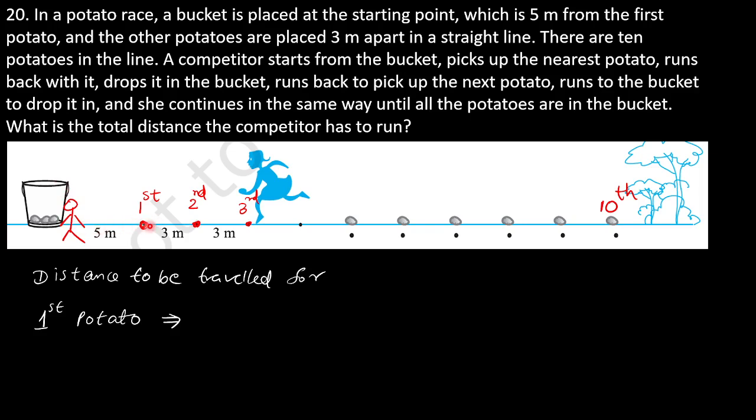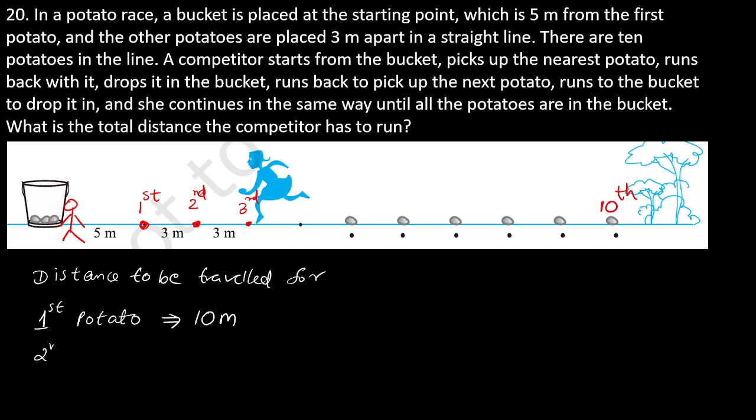For the first potato, he has to travel 10 meters. 5 meters forward, pick up the potato, 5 meters backward. So for dropping the first potato, he has to travel 10 meters. Is it all clear? Joshida, Samruddhi, Lina, Benedict, clear? Now after dropping the first potato, he is standing near the bucket.